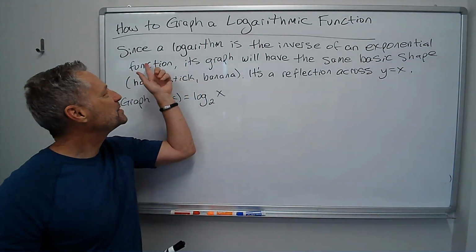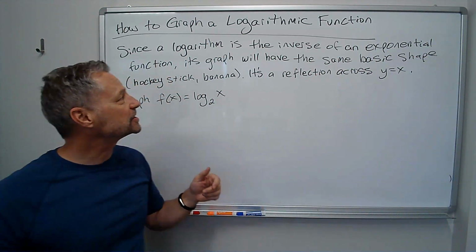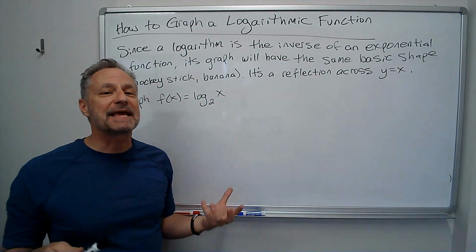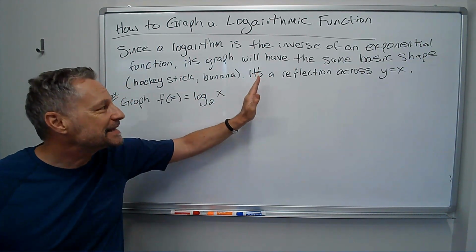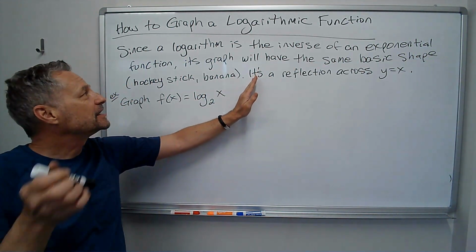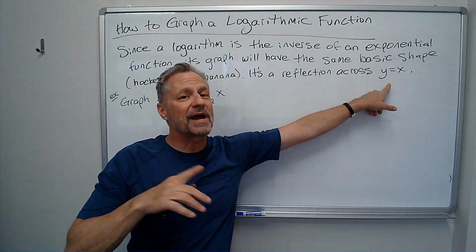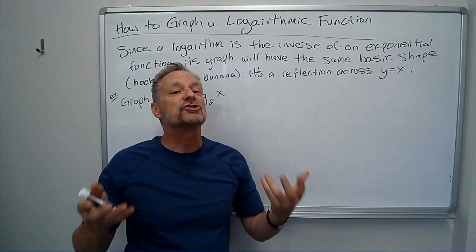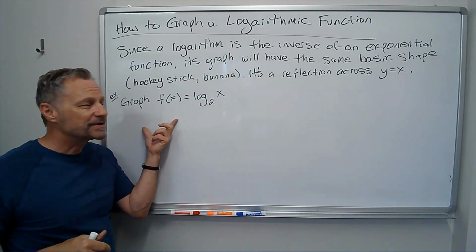Okay, so remember, a logarithmic function is the inverse of an exponential function. And so its graph's going to have the same basic shape, which we call a hockey stick or a banana. The graph of the logarithmic function will be a reflection across the line y equals x of the associated or related exponential function. Let me show you an example.